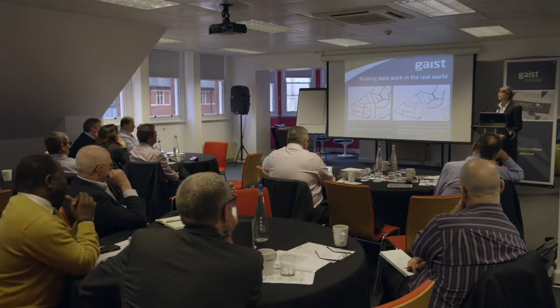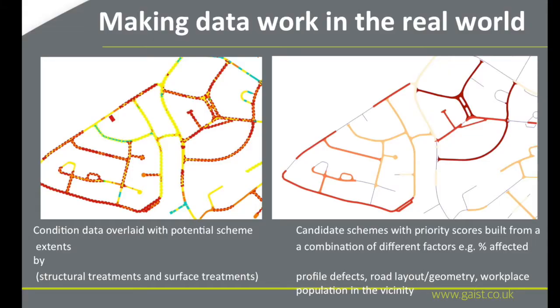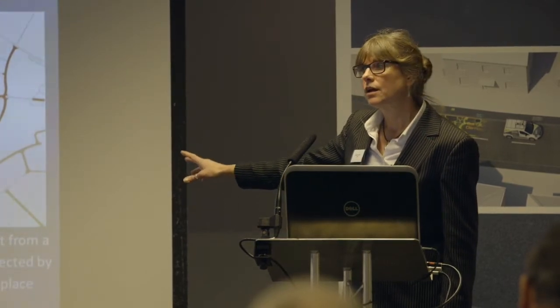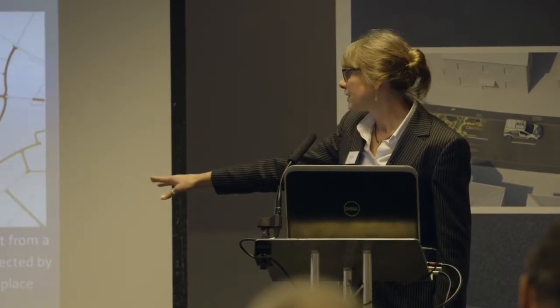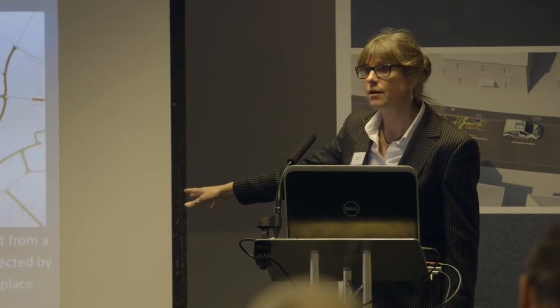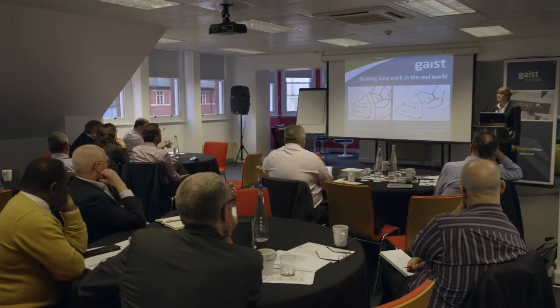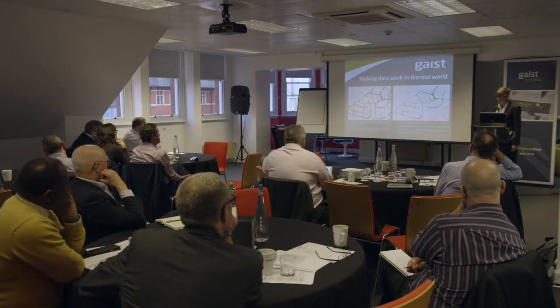And here's an example from Knowsley, where there's condition data overlaid with potential schemes. So this is where the funding is for this particular area of road. But as you can see, the candidate schemes are chosen using different factors which include risk: the road layout or geometry, the amount of profile defects, and also here, the workplace population in the vicinity, so understanding the movement of people.